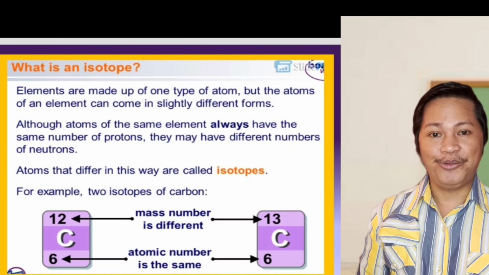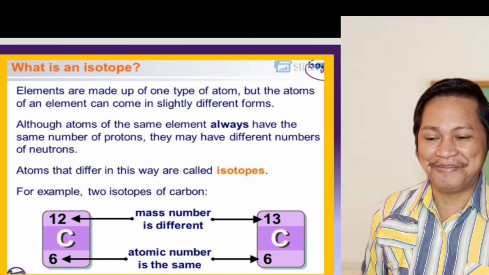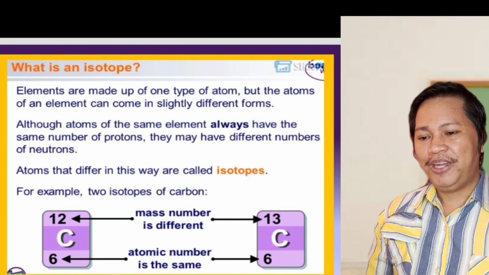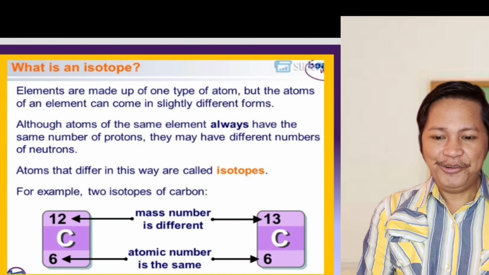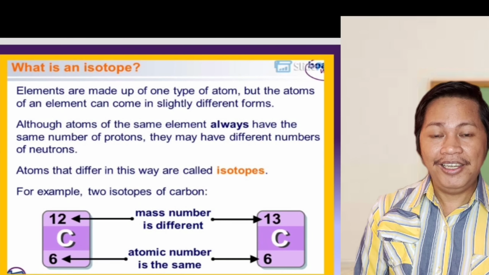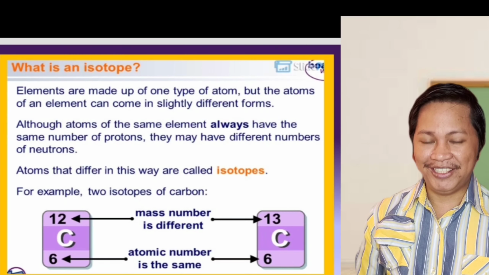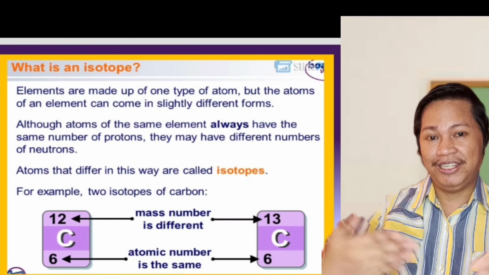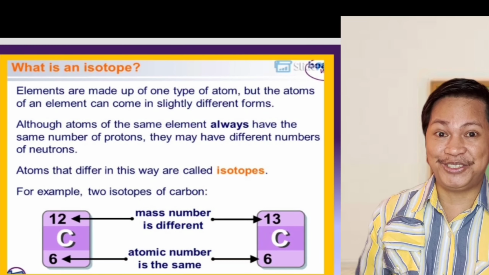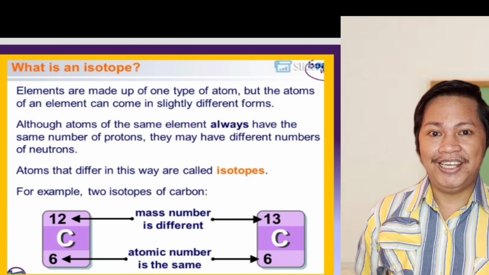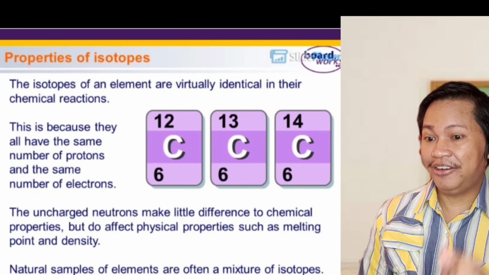So we have 6 and the other one 6. But it only differs, class, in terms of its mass number. The first atom has a mass of 12, while the other carbon has 13. So technically the mass number is different. That is an example of an isotope. It has the same number of protons but differs in the number of neutrons, and of course, obviously the atomic mass. The isotopes of an element are virtually identical in their chemical reactions.